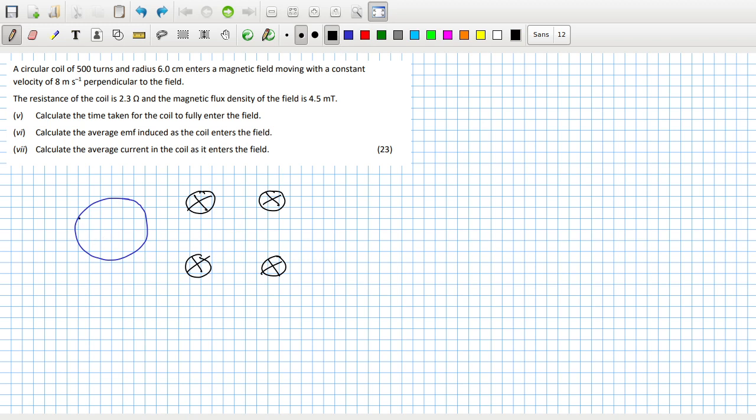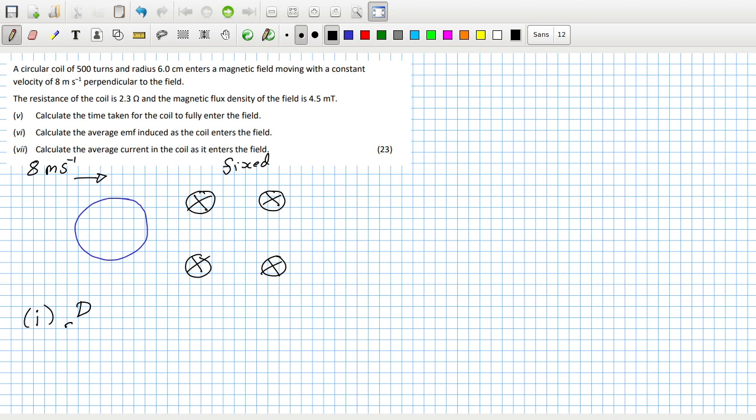There's 500 turns on this, and the radius is 6. It enters a magnetic field, moving with a constant velocity of 8 perpendicular to the field. So, assuming the field is fixed here and it's the coil that's moving with 8 meters per second. Calculate the time taken for the coil to fully enter the field.